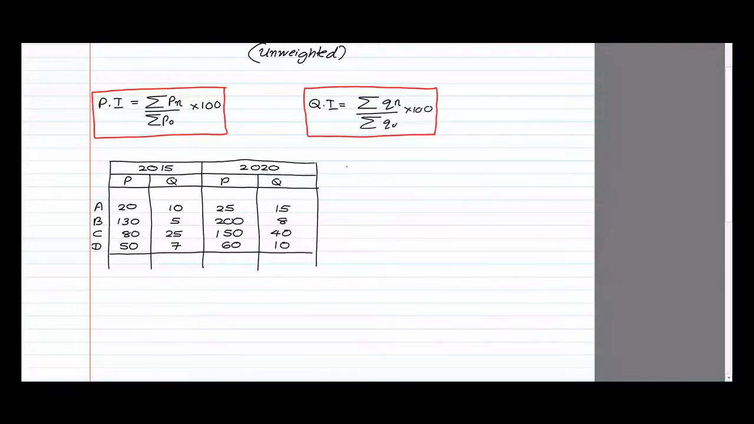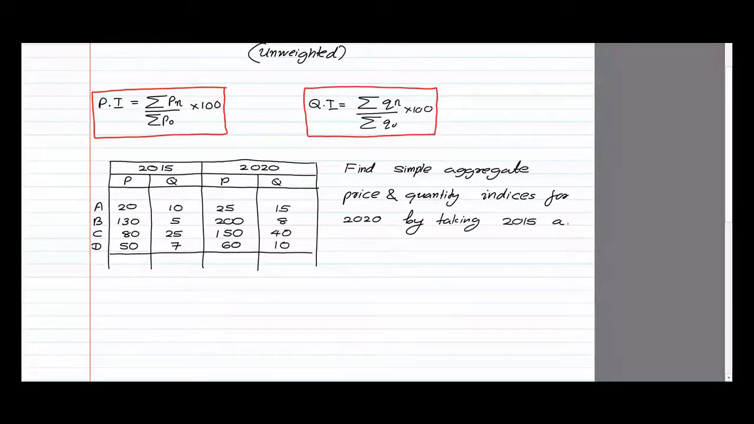Okay, my question is: find the simple aggregate price and quantity indexes for 2020 by taking 2015 as the base year. This is called simple aggregate.